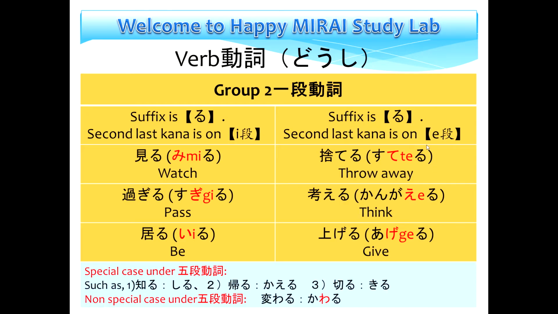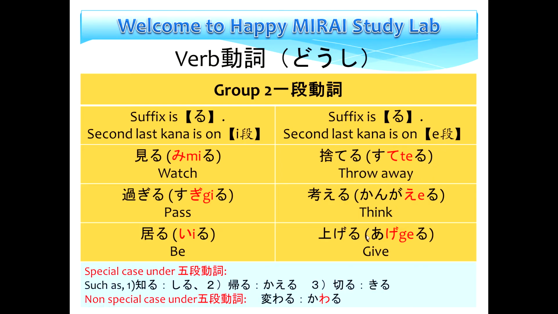The suffix is ru. However, the second last kana is on edan. For example, suteru, throw away. Kangaeru, think. Ageru, give. Okay, so by now I think it is easier to understand referring to the examples, right? So this is the edan.